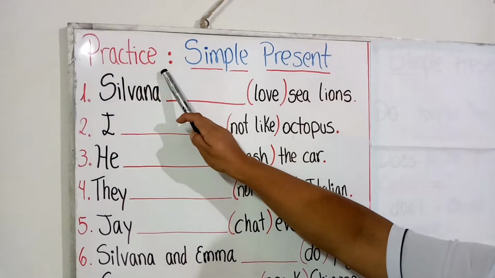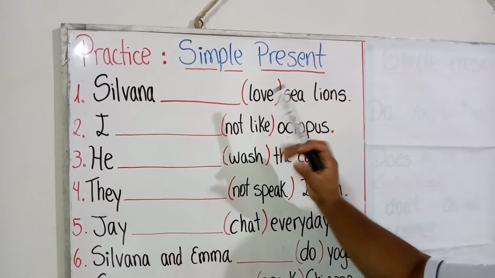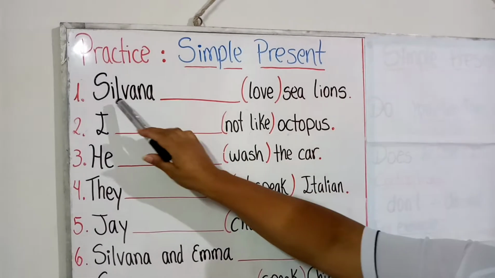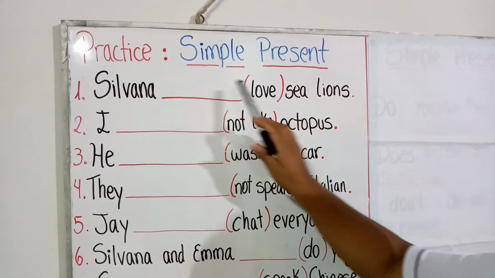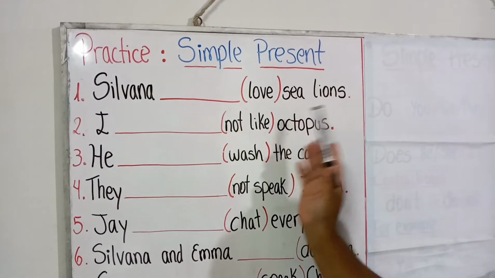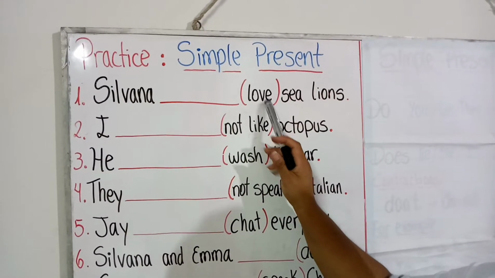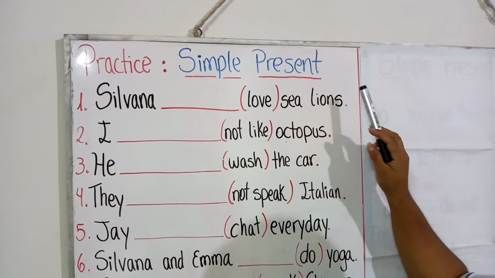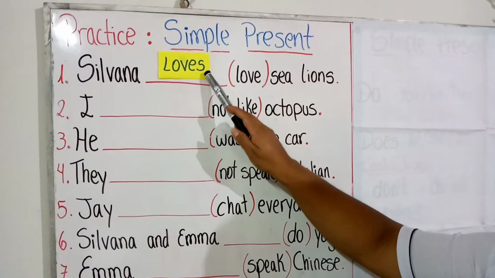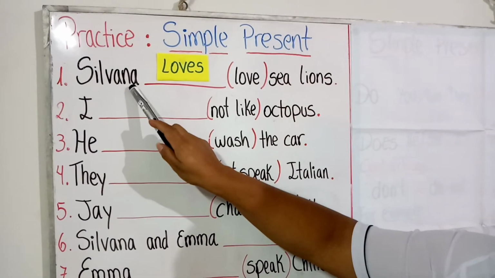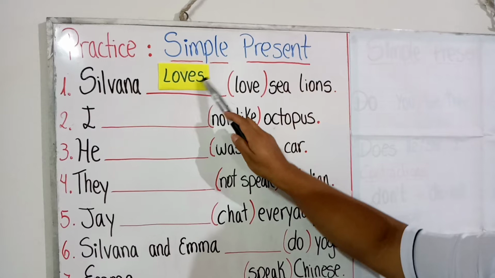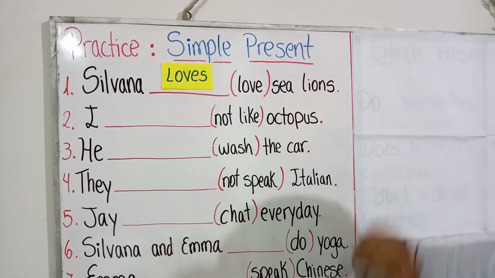Okay, here we have a practice about the simple present, and we are going to remember what we have practiced before. Okay, here we have Silvana love sea lions. What you have to do is to write this verb in the simple present. Okay, what is the answer? Yes, the answer is loves, because I'm talking about Silvana, and Silvana is like she. And according to the rule, I have to add letter S.